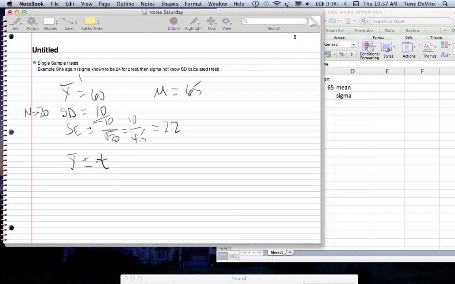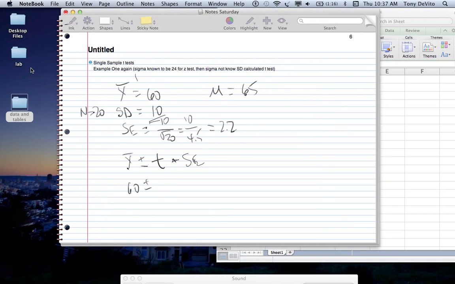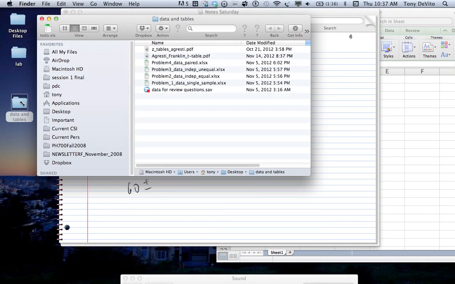Okay, so it's plus or minus t times the standard error, which we said was 2.2. So x bar is 60 plus or minus, well, I need the t-score now for this, don't I? Okay, and I'm going to go over here and I'm going to look it up. And this is the same t-table you have in your book.